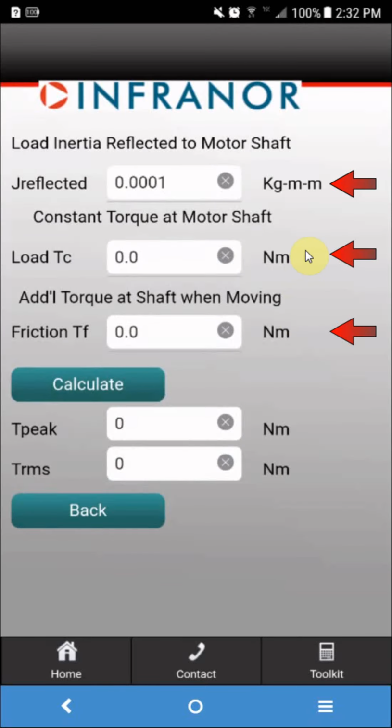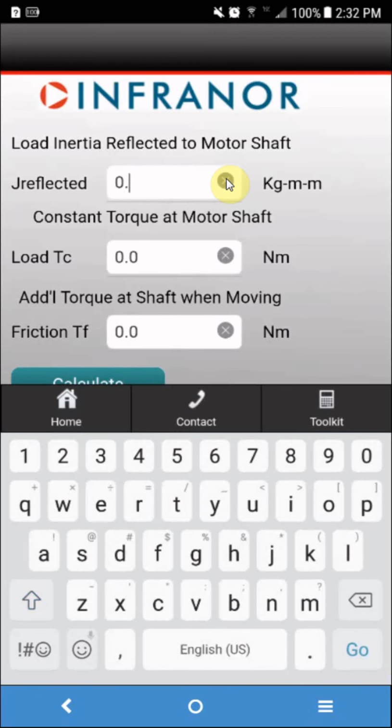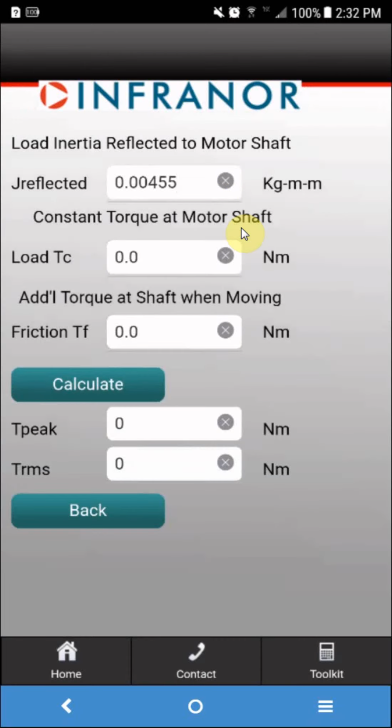Here, there are 3 additional areas to fill in if applicable. The reflected inertia area was calculated in the inertia calculator tutorial and was 0.00455 kilograms meters squared. The constant torque at the motor shaft section is used for vertical applications or in some preload situations where there is torque applied to the shaft even at 0 velocity. I will keep this value as 0 Newton meters.